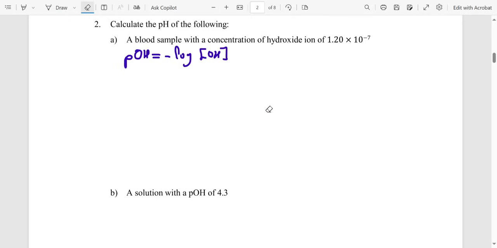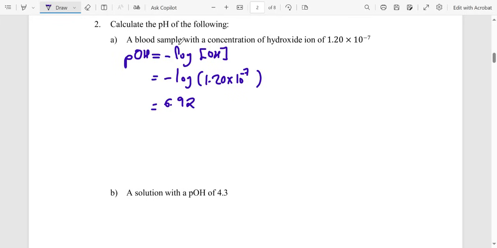So if I take the hydronium, the pH of the hydronium will just be negative log of the hydronium. Alright, so this is going to become negative log. Concentration of hydroxide is 1.20 times 10 to the power negative 7. So we just punch in negative log of 1.2 times 10 to the power negative 7.